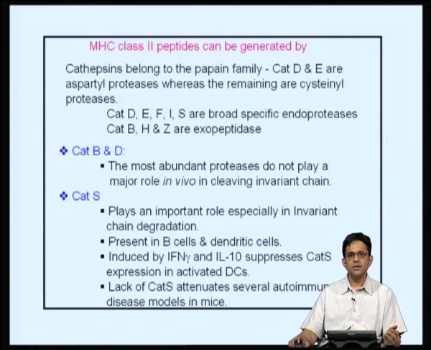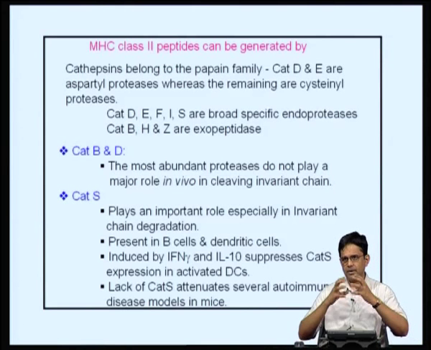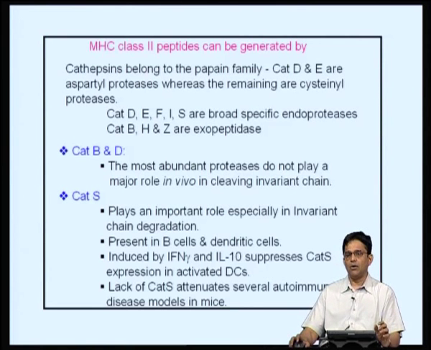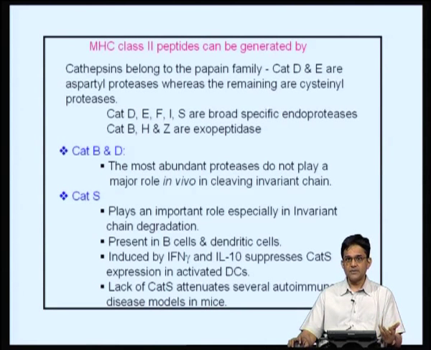Now, in this, cathepsin B and D are the most abundant proteases, but they do not play a major role in cleaving invariant chain. Remember, invariant chain shepherds it over there and then needs to be cleaved. Cathepsin S on the other hand plays an important role in invariant chain degradation. It is present in B cells and dendritic cells. It is induced by interferon gamma. IL-10, which is an immunosuppressive cytokine, suppresses cathepsin S expression. And lack of cathepsin S attenuates several autoimmune disease models in mice.